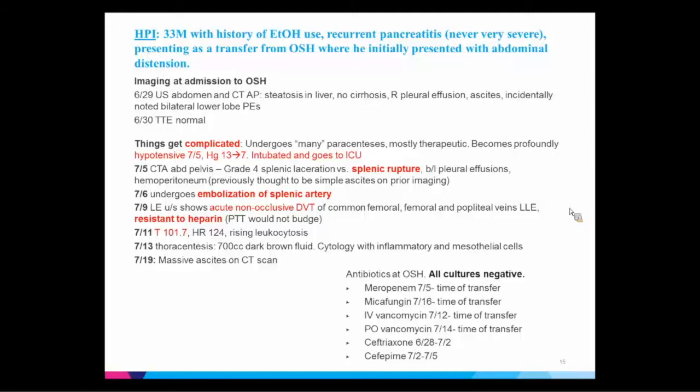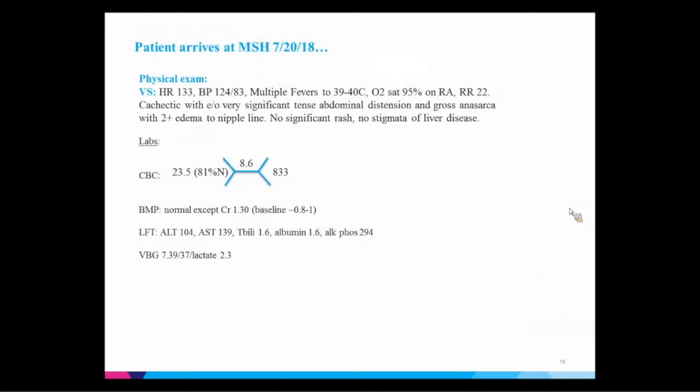And that's really it. So just as a short recap, it's antibiotics at the outside hospital. Essentially, when he gets hypotension, they start him on empiric coverage. And he has had some combination of meropenem, ceftriaxone, cefepime, IV vancomycin, PO vancomycin, mycophenolate. And so then he arrives here. And so this brings us up to the present day. So he's had a lot of stuff happen.